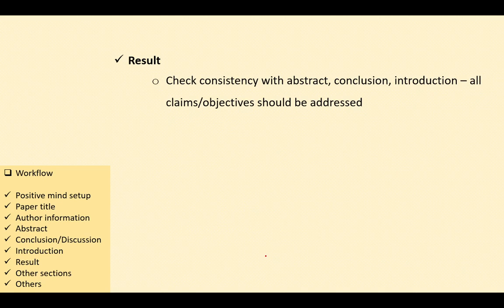Now, after setting up your mind with the paper title, author information, abstract, and then keywords, if you want, you can read that. Then the conclusion, then you read the introduction. Now jump to the results. In the results, check the consistency with the abstract, conclusion, and introduction. Verify all the claims: whether all those claims have been addressed or not. Whether all those objectives have been addressed or not.